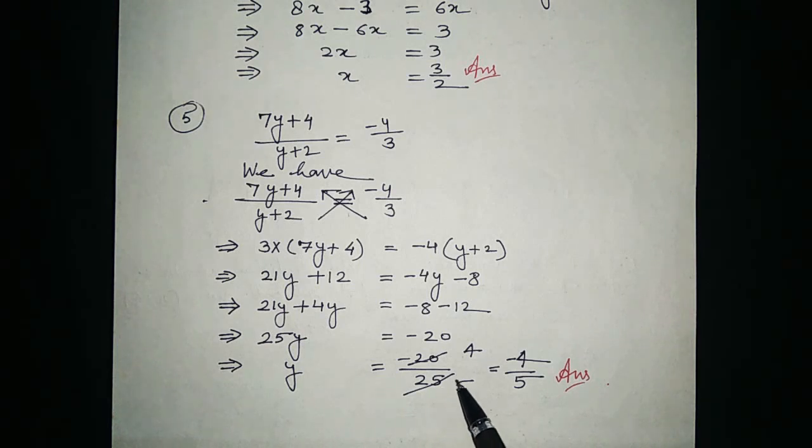Now we will reduce it. 5 fives are 25, 5 fours are 20. And this minus sign is also there. So here it will be minus 4 upon 5.